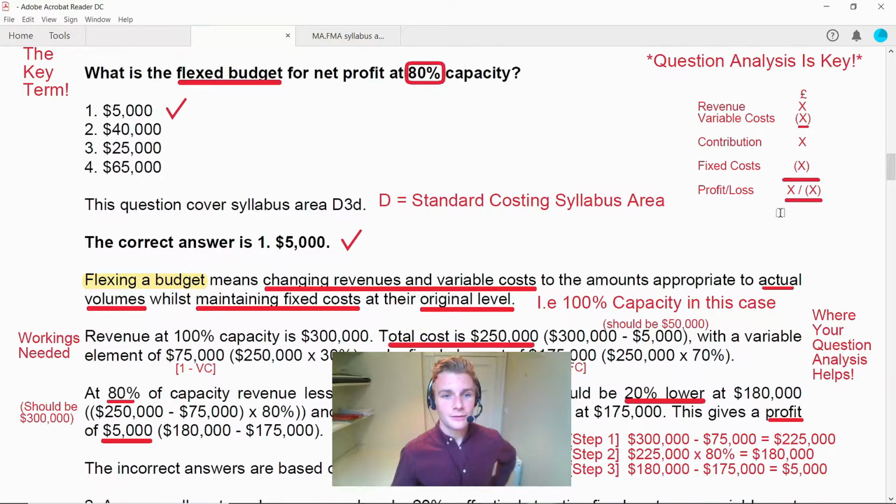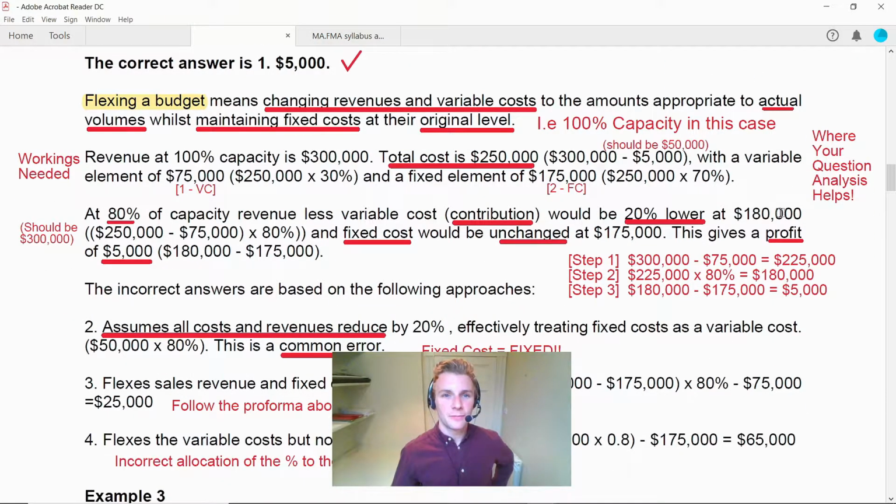So let me take you down through the flexing of the budget to get the $5,000. So changing revenues, changing costs on here. We're actually looking at the actual volumes, maintaining the fixed costs at their original level. In other words, as I like to keep it nice and simple, we're at 100% capacity in this case. We need to look now at where we need to apportion, going to the 80% as we were indicated.